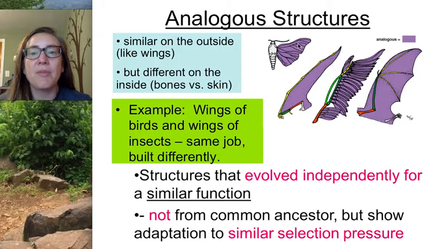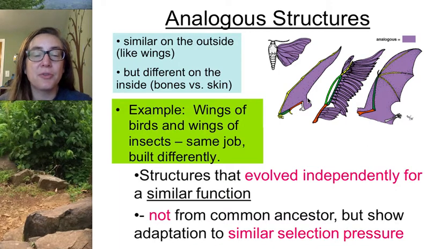Analogous structures might be very similar on the outside and have a very similar function of how the organism uses it, but how those structures actually develop are going to be very different. So think of a bat wing versus a bird wing. They're going to develop their wings differently, or an insect wing. These are all analogous structures, so they have similar function because of similar selective pressure, but they don't show common ancestry.